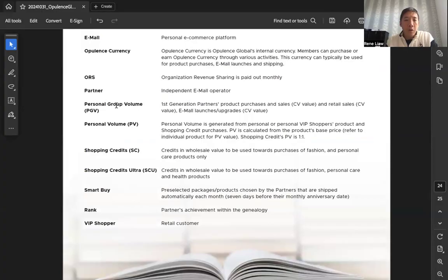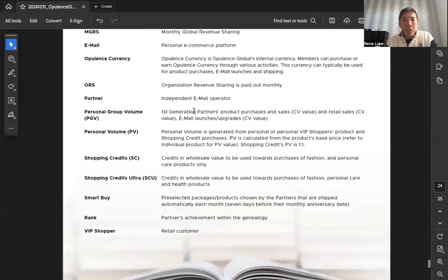So PGV, or personal group volume, is your first generation partners. All of the people you personally introduced, all of their product purchases and sales, the CV value, and the retail sales that they do, also the CV value, and launches and upgrades. Basically it's the CV that all of your first generation people do. When they launch people, they buy and sell products, or they have customers. Those three things are always the same thing, right?